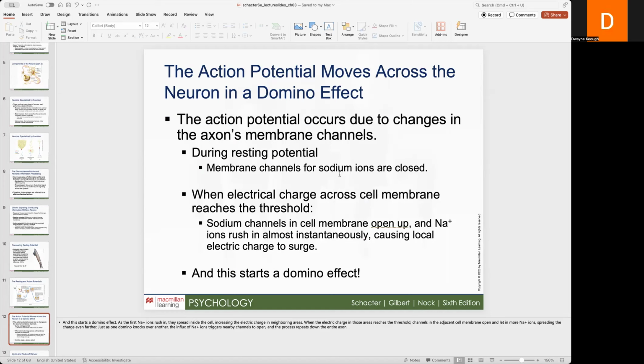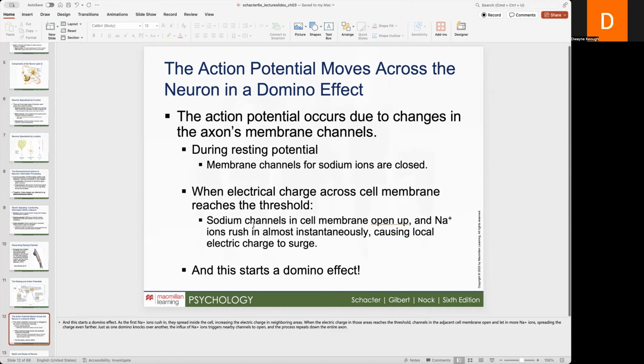At rest, the membrane channels for sodium ions are closed. When the electrical charge across the cell membrane reaches its threshold, though, sodium channels in the cell membrane open, and sodium ions rush in almost instantaneously, causing local electric charges to surge. This creates that domino effect where once the cell starts firing, the electrical signal propagates down the axon into the buttons to release the neurotransmitters via vesicles into the synaptic cleft.